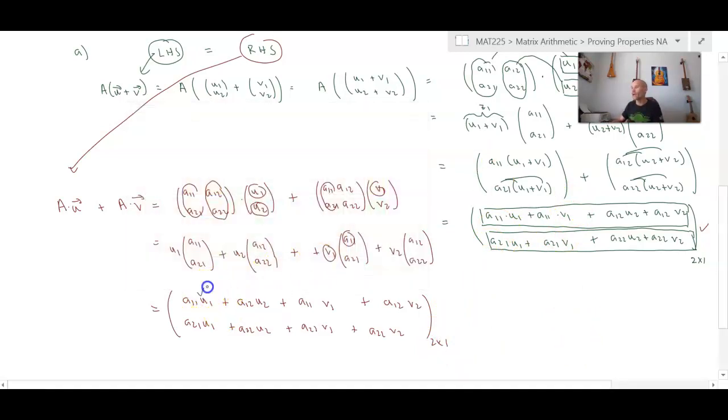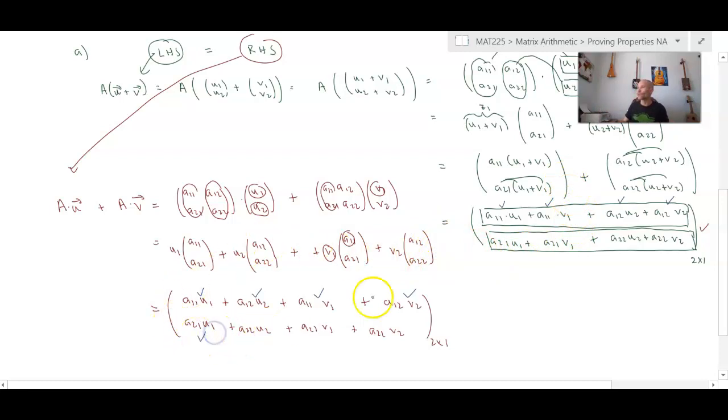So here I have an A11 u1. Here I have an A11 u1. Here I have an A11 v1 in both results. I have an A12 u2, A12 u2, A12 v2, A12 v2. So the top row of the right-hand side expansion is the same as the top row of the left-hand side expansion. So far they're equal.